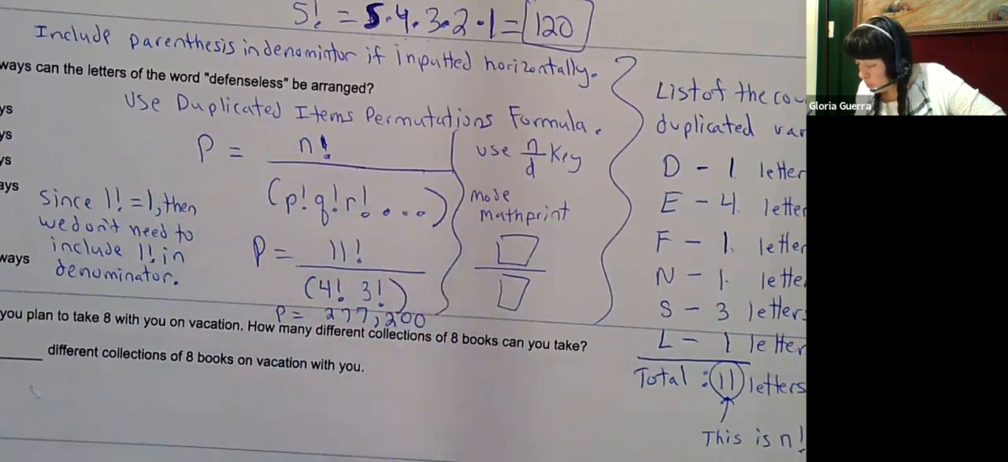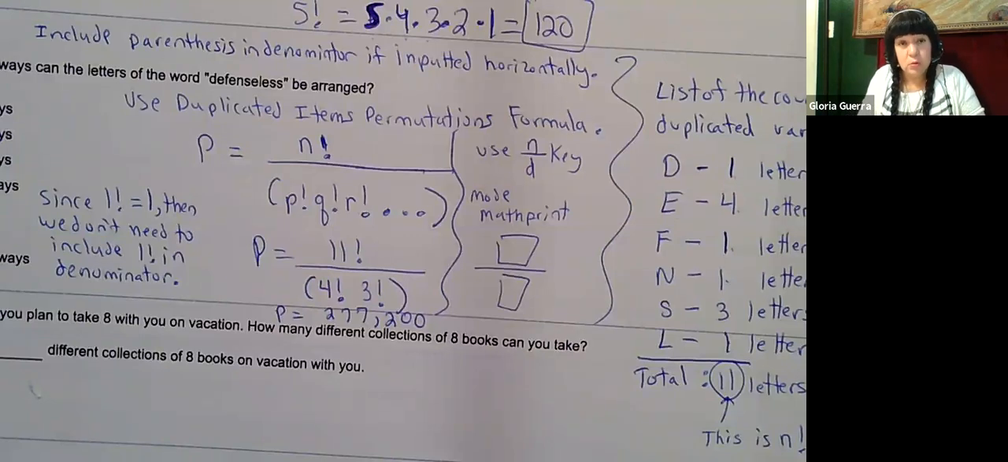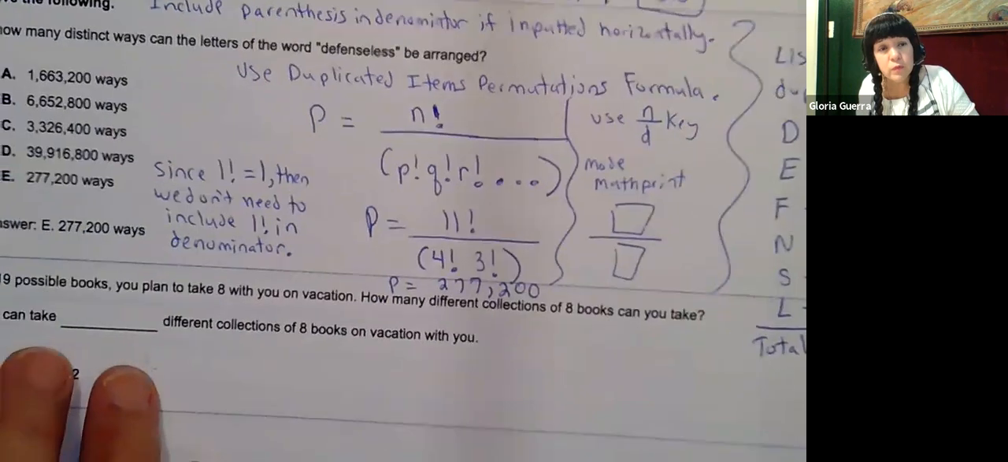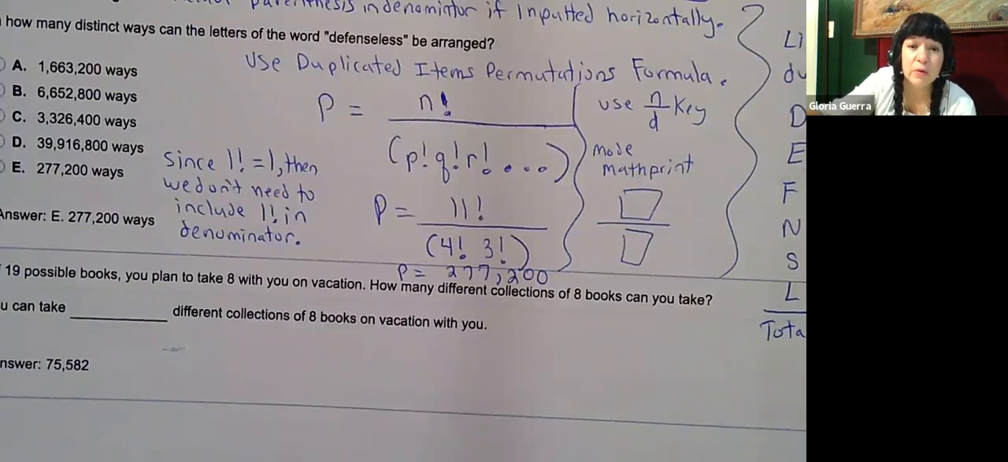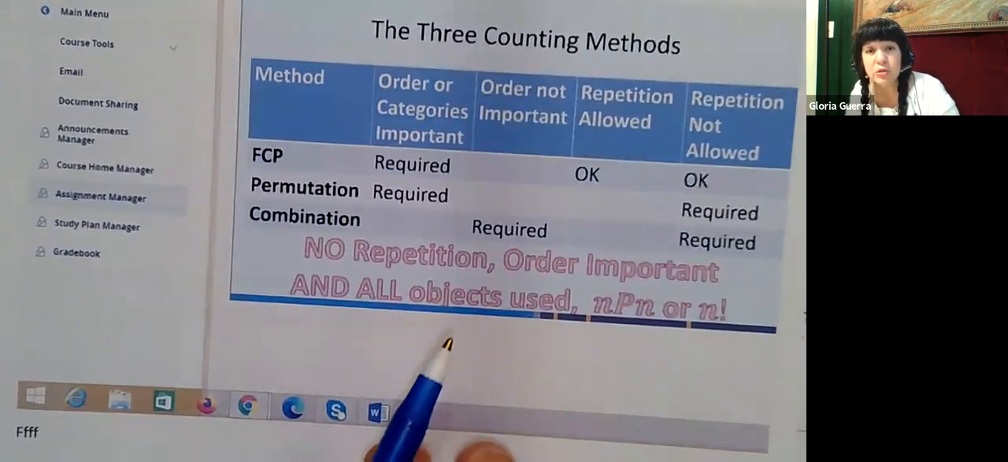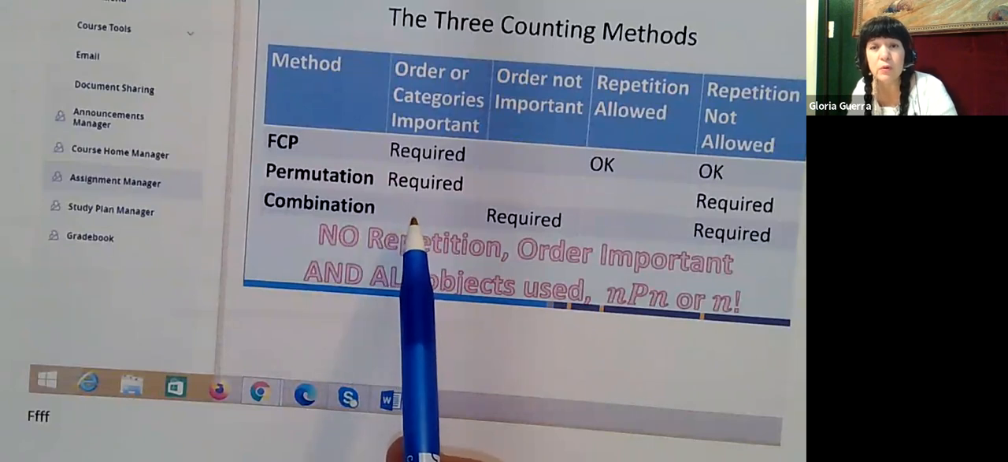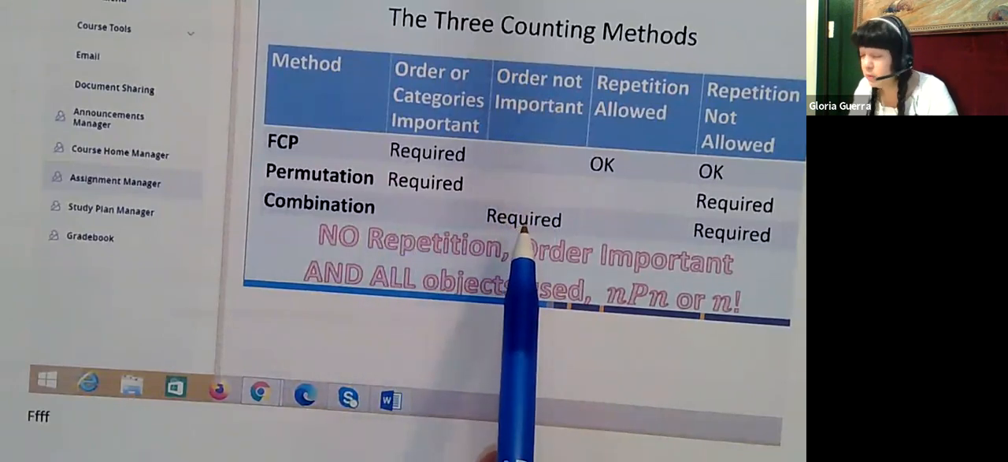All right, number 9 says that of 19 possible books, you plan to take 8 of them with you on vacation. How many different collections of 8 books can you take? Here we're going to use a combination, and order's not important. You just want to get 8 books, doesn't matter how you pick them. So I'm going to use a combination. He doesn't say anything about order being important. Right here, order non-important, for a combination.